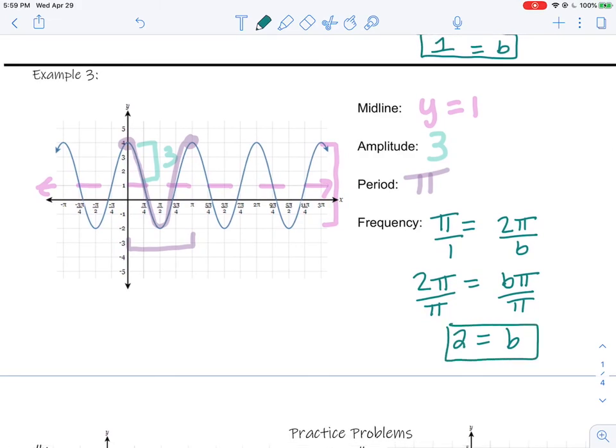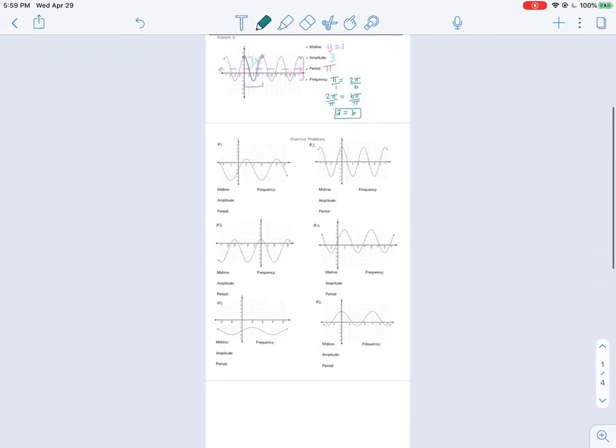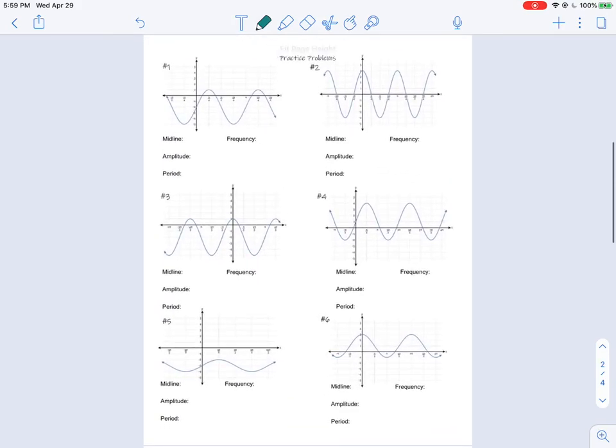Right, so that is all that we are doing today. Just taking our midline, amplitude, period, and frequency from this graph. There are a few practice questions, so I would like you to try these 6 practice questions, and tomorrow the answers will be posted, so I would like you to go back and check them. All of these key things are going to be very important in the next few days when we start writing equations for these. If you have any questions, please send me an email.